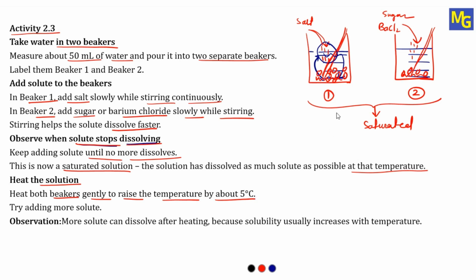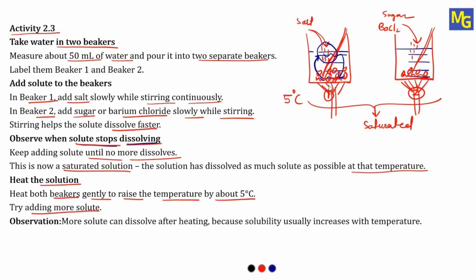So what you have to do? Keep both the beakers on the burner and heat them. And how much you have to heat? You have to increase the temperature of both the solutions by 5 degrees Celsius. So only till the temperature increases by 5 degrees Celsius we have to heat. Try adding more solute. So what happens when you heat?